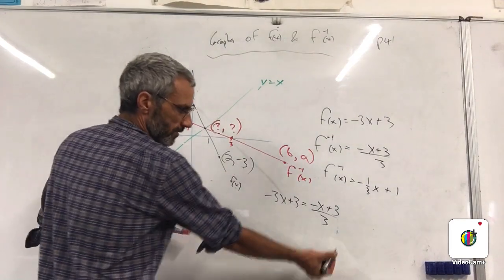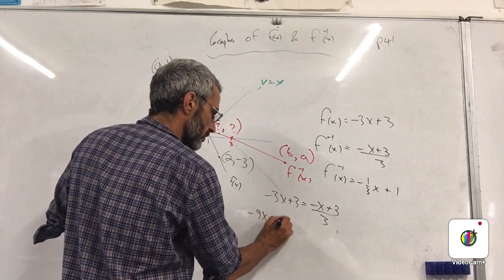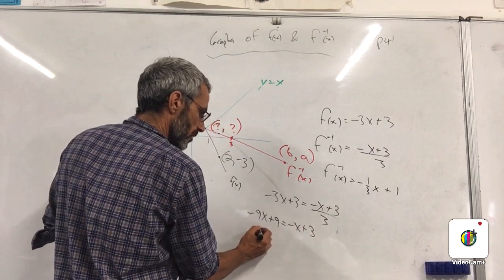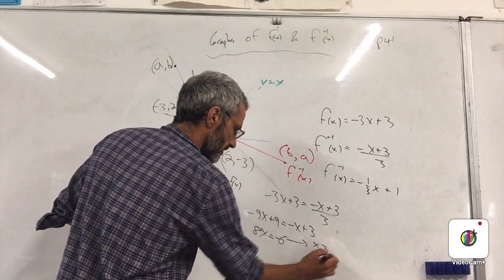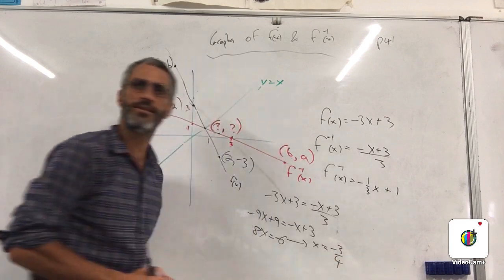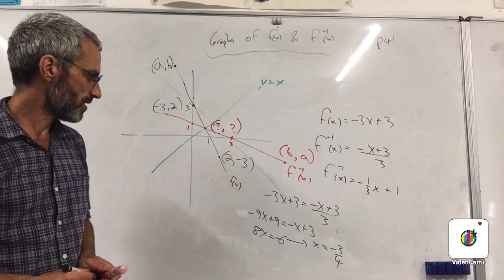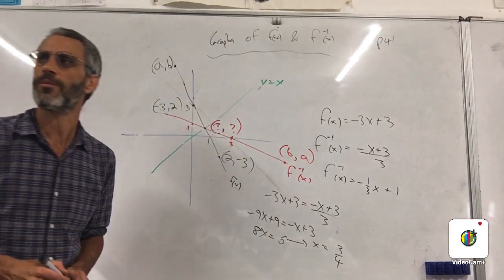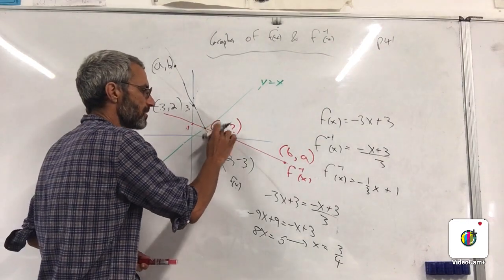I'll personally times everything by 3. Minus 9x plus 9 equals minus x plus 3. Move the 9x over here, it will be 8x equals minus 6, meaning x equals minus 6 over 8, which is minus 3 over 4. Yeah, we did say kind of just under 1. Hang on, it's not minus 6. Yeah, that should be plus, so 3/4.